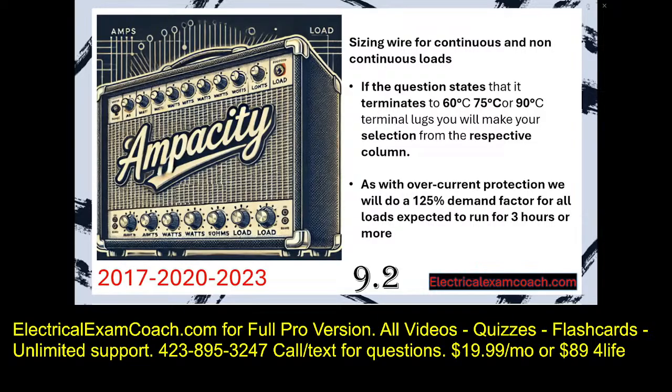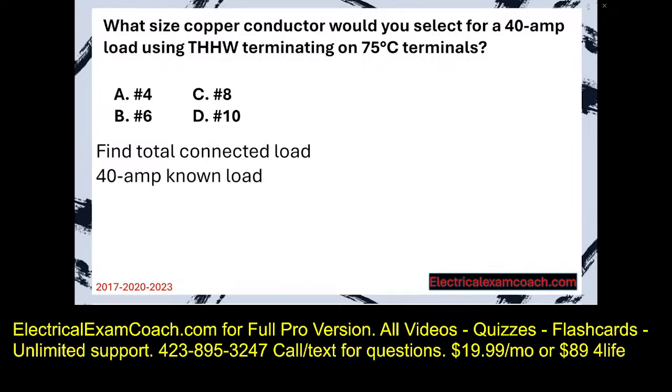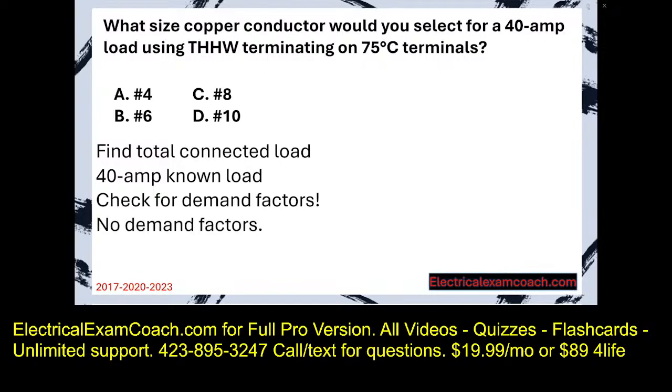Let's get to it. What size copper conductor would you select for a 40 amp load using THHW terminating on 75 degree C terminals? Step 1, find the total connected load. In this case, we know the load, it's 40 amps, but we must check for demand factors. It doesn't mention a specific type of equipment or that it's going to be a continuous load, so in this case, there are no demand factors.